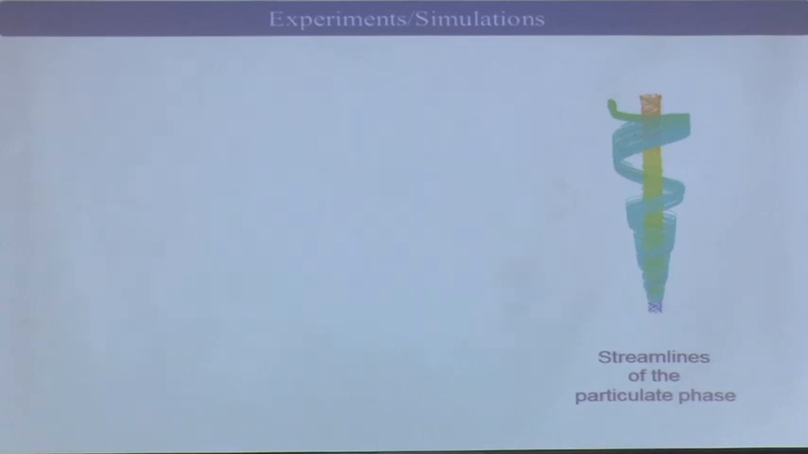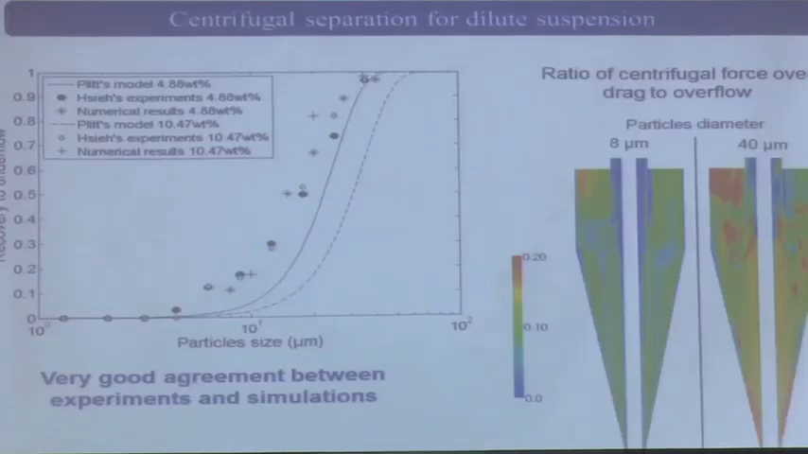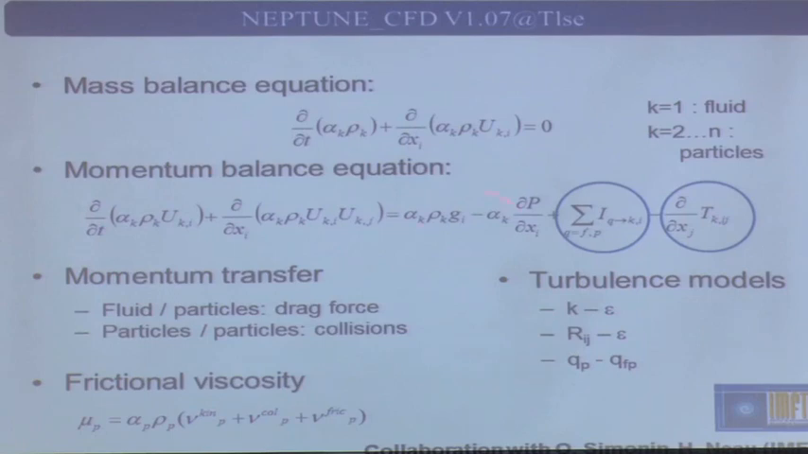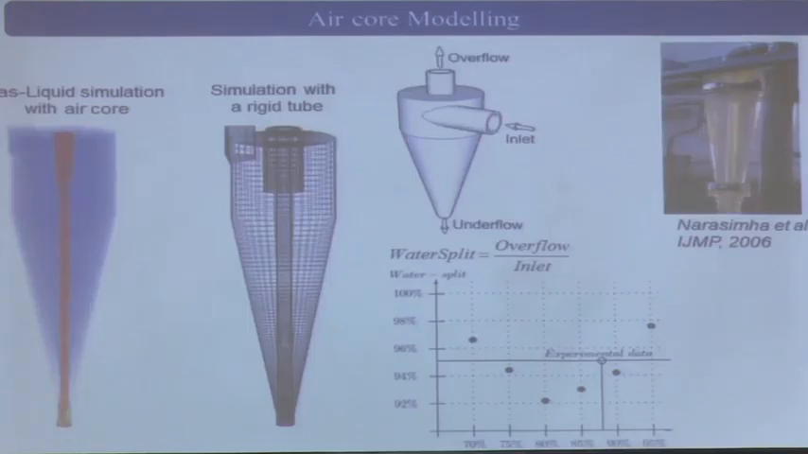Then I go back to the equations. For each class K from 2 to n, you have a set of equations with mass balance and momentum balance, and you solve everything. And at some point you get, so this is the mesh that we used.